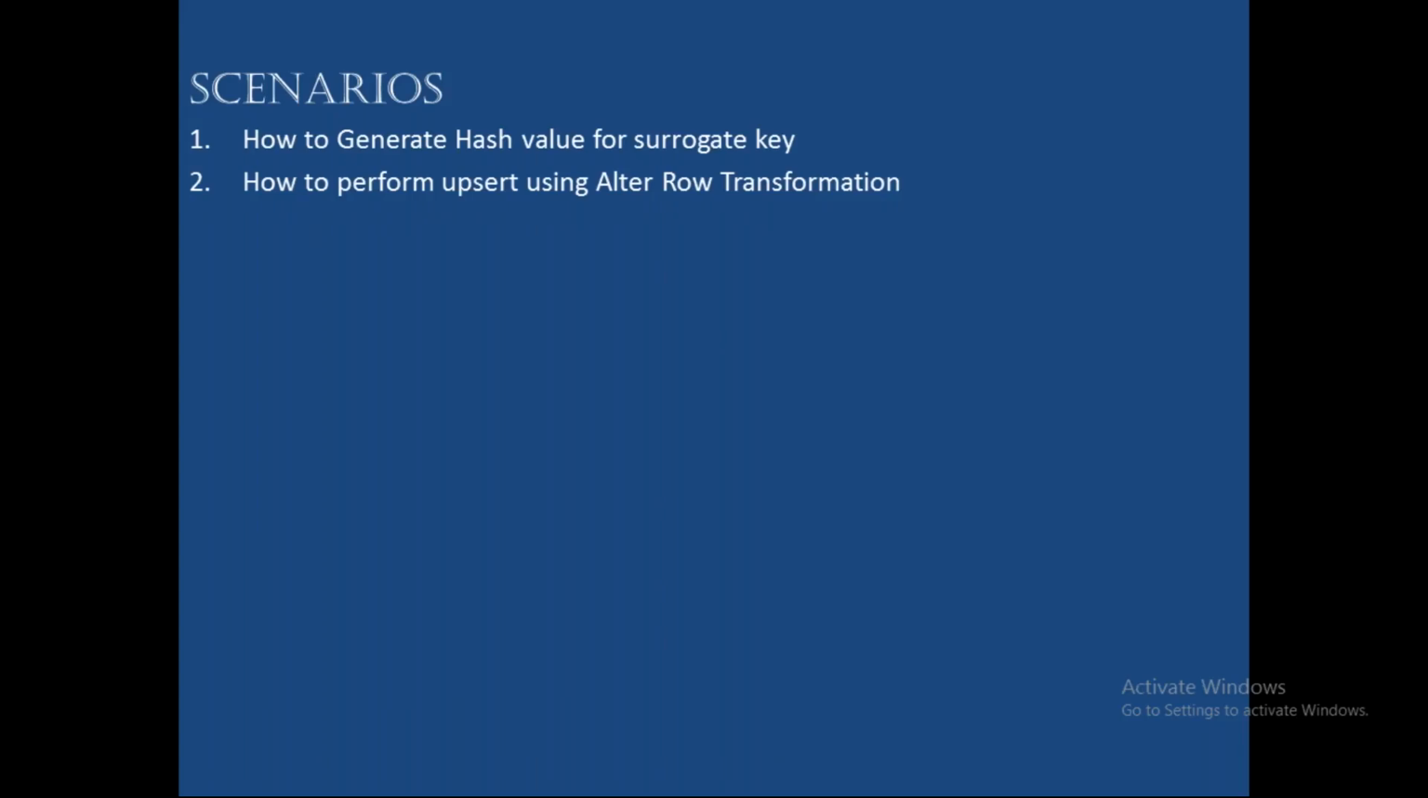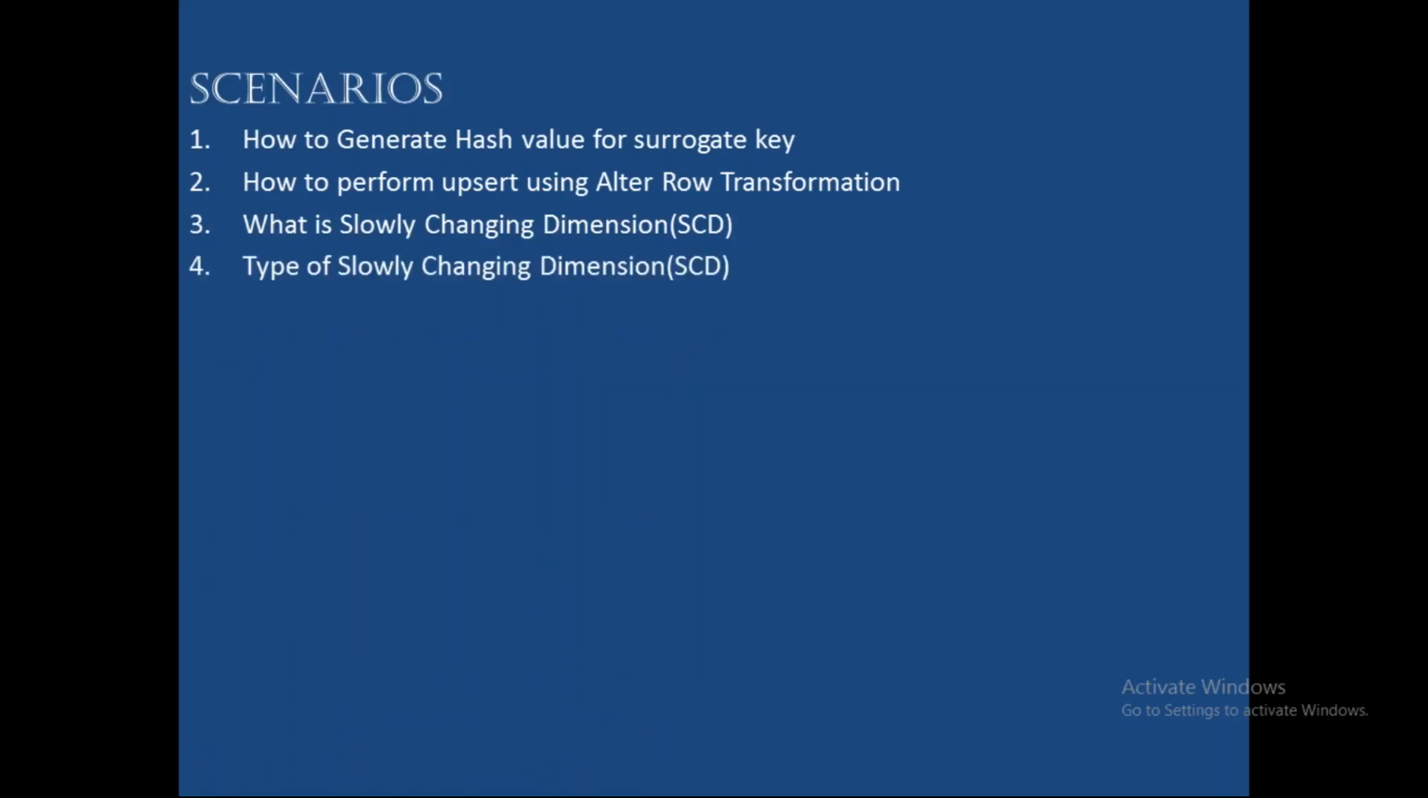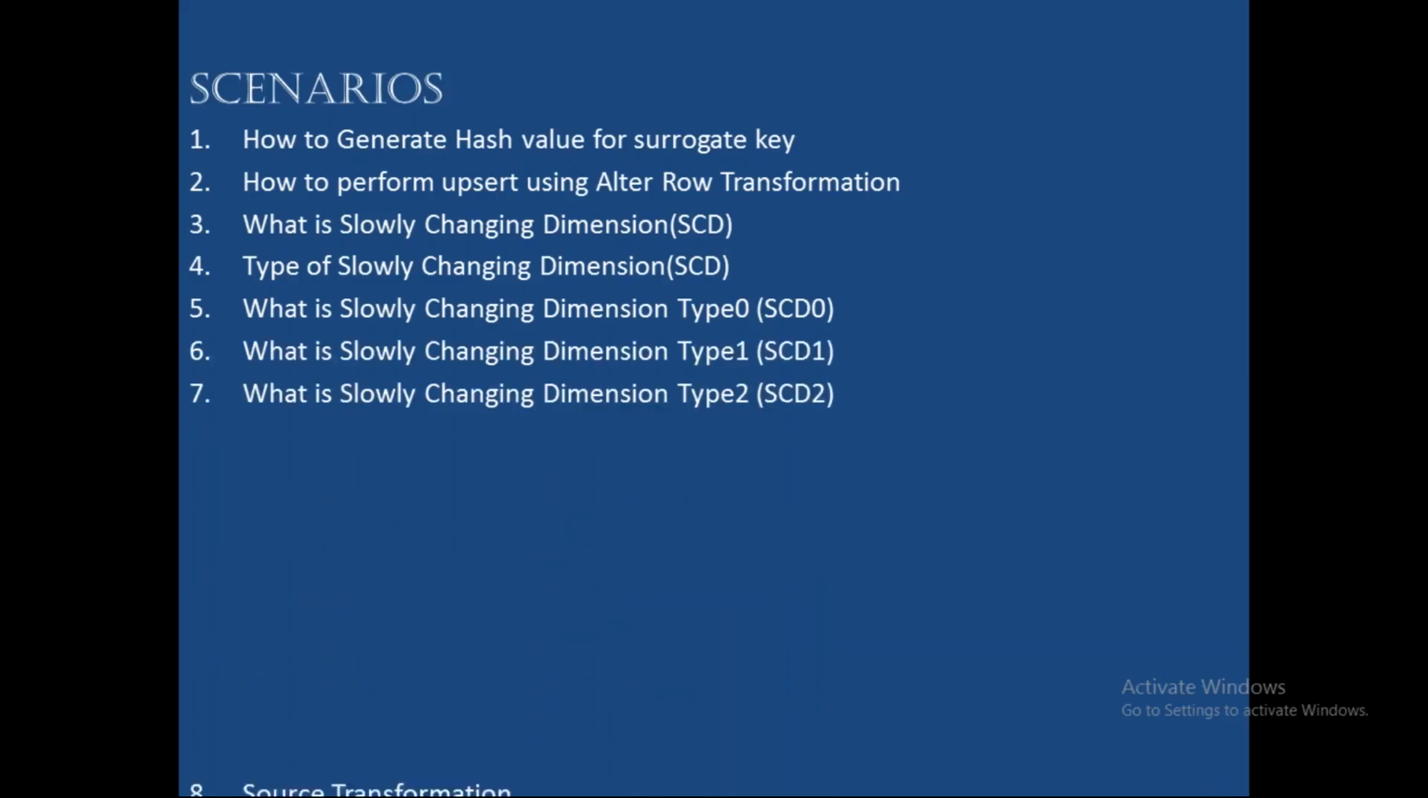Next, how to perform upsert using the alter row transformation. We already have seen how to do the upsert. So we need to do the upsert today. Next, what are slowly changing dimensions? We are going to understand what is SCD. Then the types of slowly changing dimensions. What are the different types of slowly changing dimensions we have? Then we are going to talk about slowly changing dimension type 0, 1, 2.